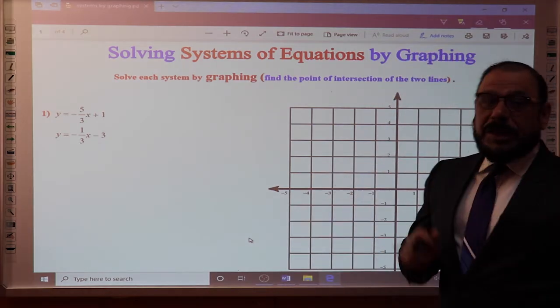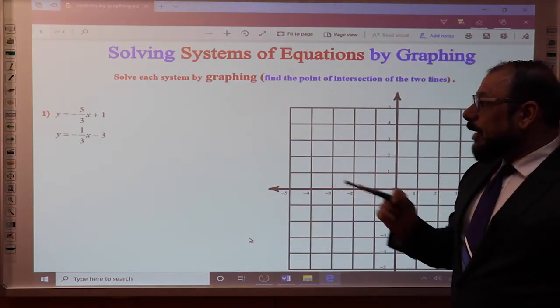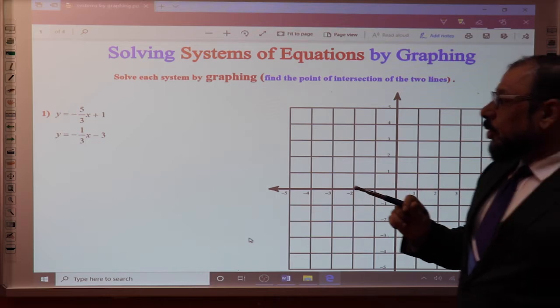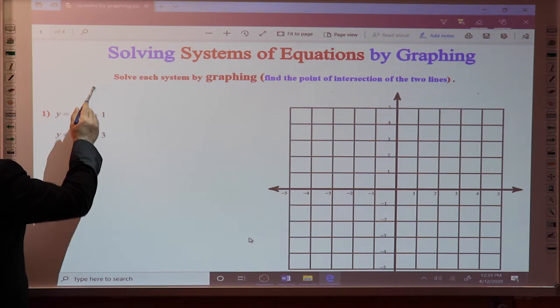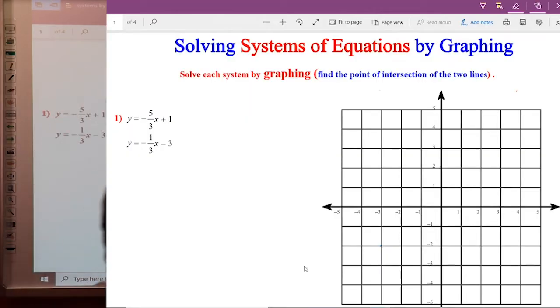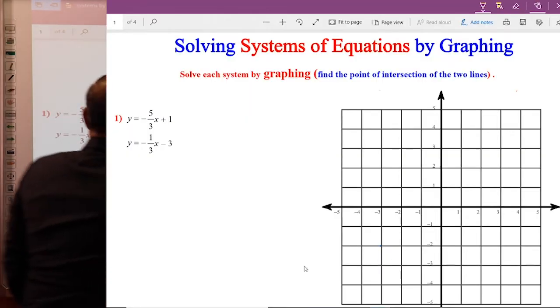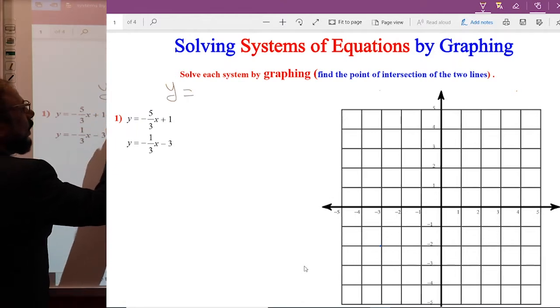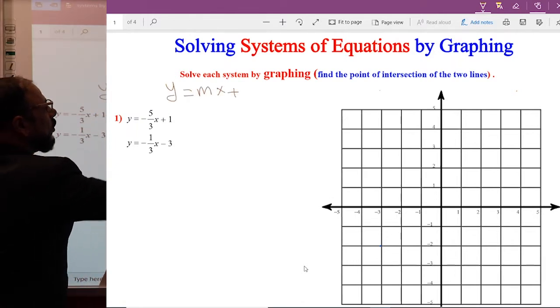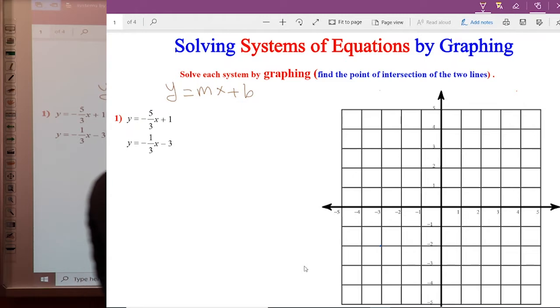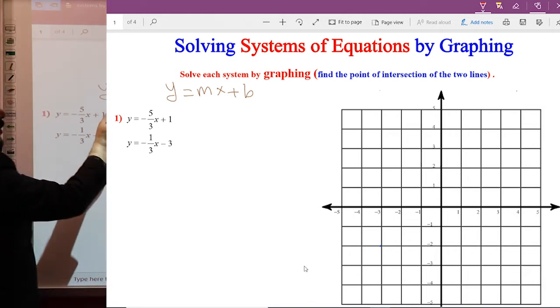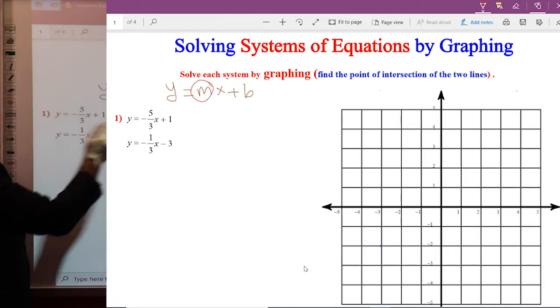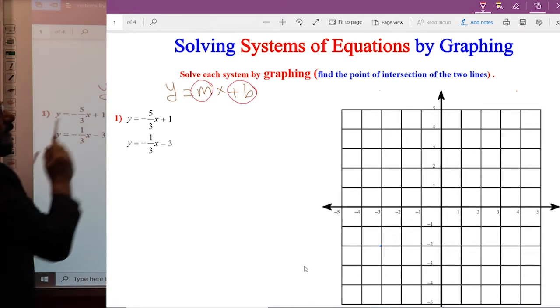This is a very important class in SAT. Before I start, I want to remind you of two things. The first thing, the slope-intercept form, which is y equals mx plus b. The slope is m. If the equation is given in this form, then m is the slope and b is the y-intercept.